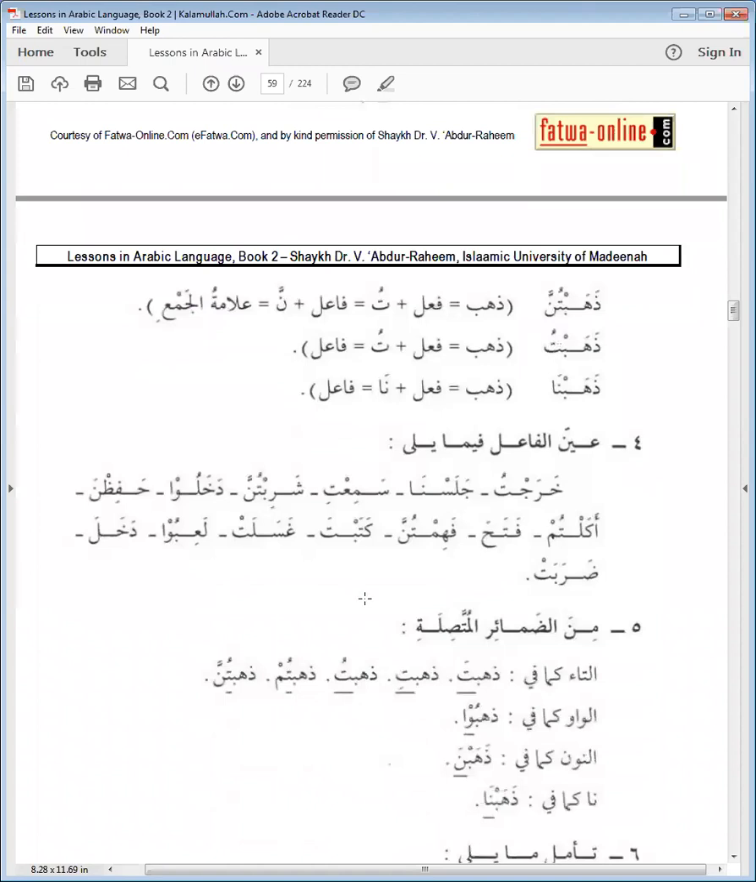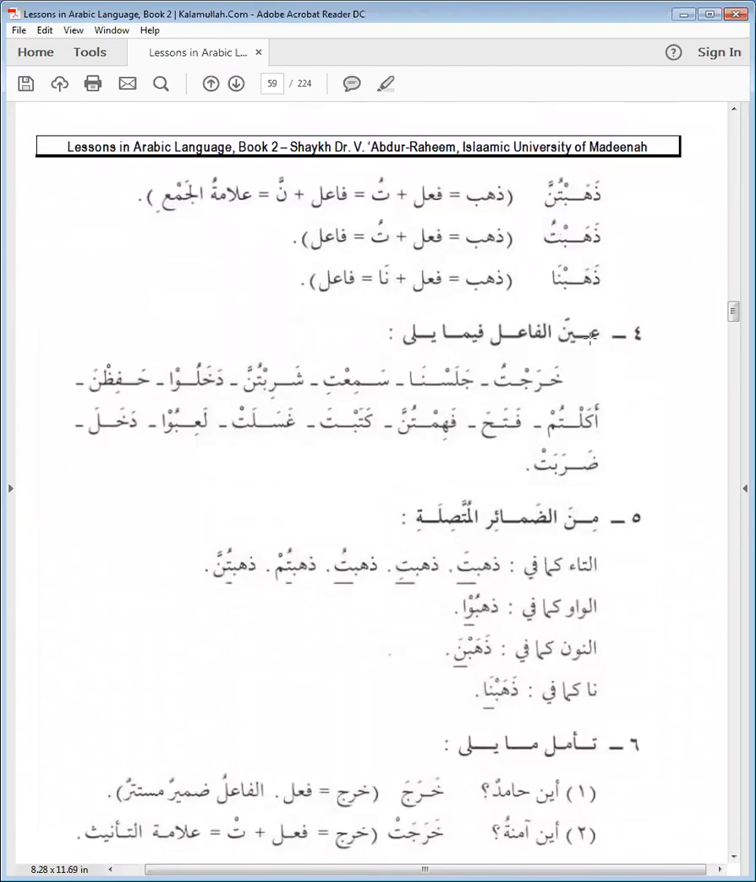Right? Let's go on to number 4. Ayyin al-fa'il fima yali. Here they say identify the fa'il, the doer of the verb, in what follows. Let's go through this quickly. We have the first one, kharajtu. Kharaja means to come out of, so kharajtu, I came out of. The verb is kharaja. Where is the fa'il? The ta, the attached pronoun tadama.